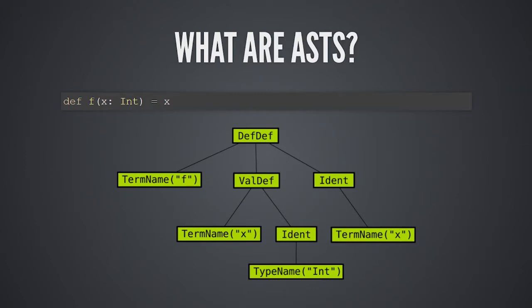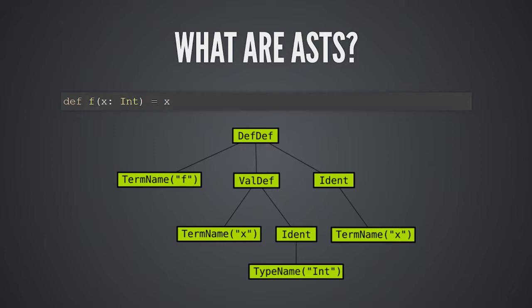So at the very top you can see that this method is represented by a def node, and this def node then has several children, the one on the left side representing the name of our function, the one in the center, the val-def node representing the argument of our function, and last but not least on the right side we have this ident node representing the body of our function.